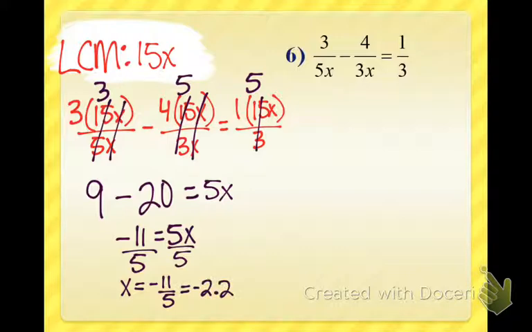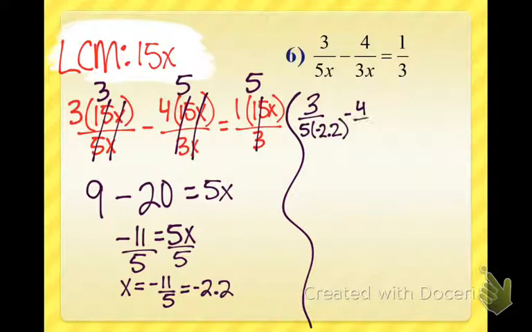If it's easier for you to plug in fractions on this next part to check it, that's fine. Or decimals, whichever one you prefer. Do we want to try it with the decimal this time? Yes. Okay. For our check step, we've got 3 over 5 times -2.2 minus 4 over 3 times -2.2 equals 1/3. This one might be a little messy to do with decimals, but we'll see what happens.